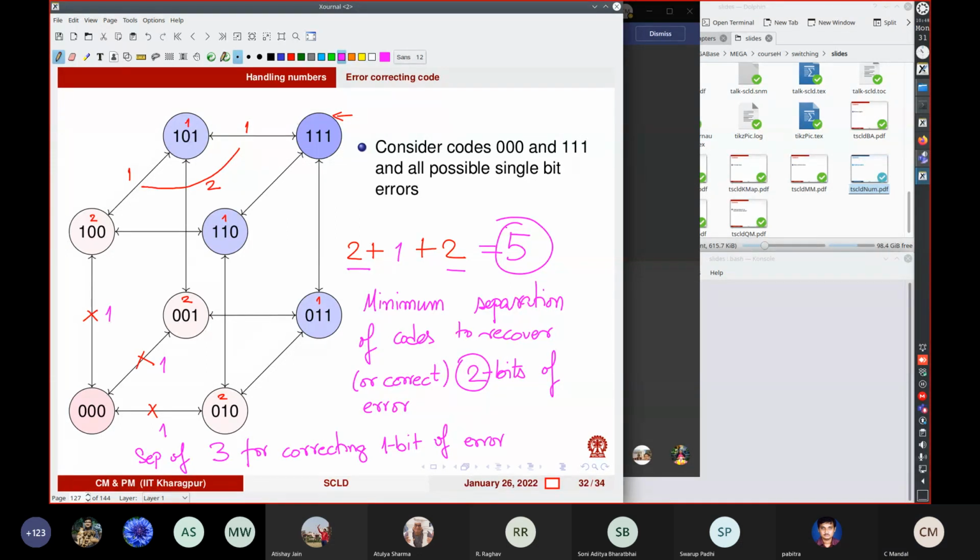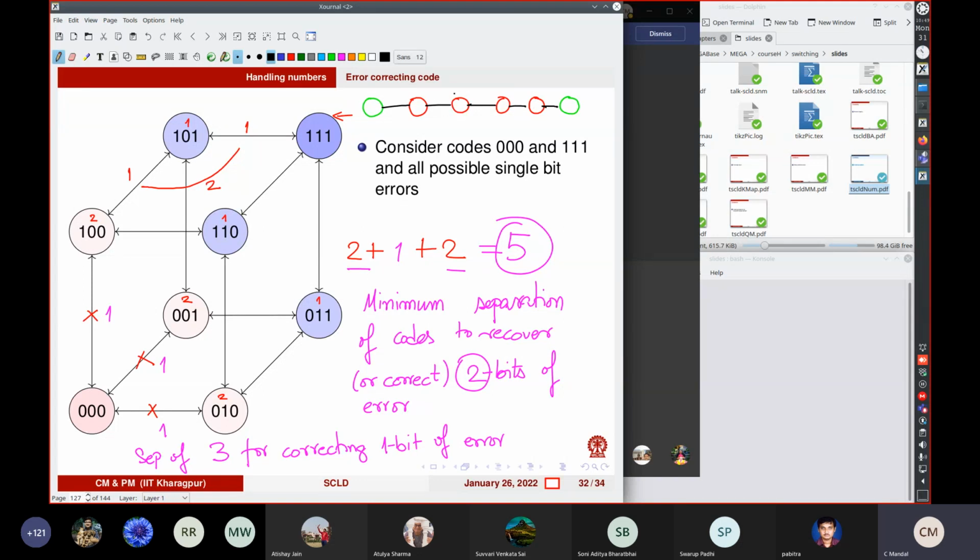Shouldn't it be 2 plus 2 plus 2? No, because this is quite simple. Say you have one good code here, one good code here. Then you have 2 bits of error, so 2 bits of error can give rise to 2 bad codes from here, 2 bad codes from here. Now you look at the distance: it is 1, 2, 3, 4, 5. That's how you get it.